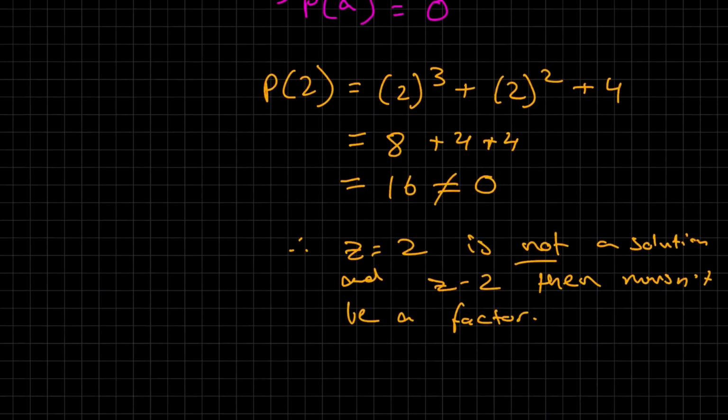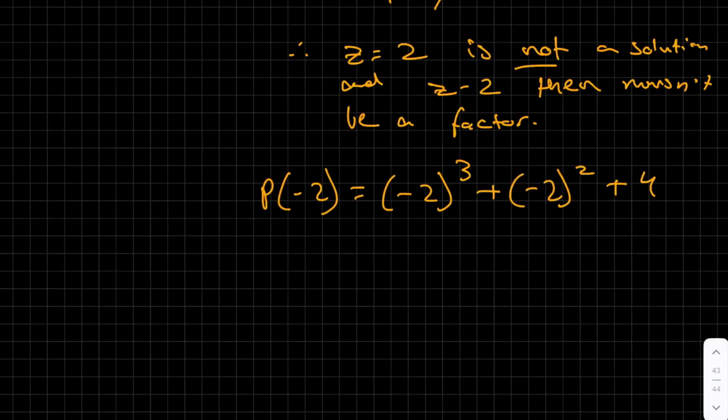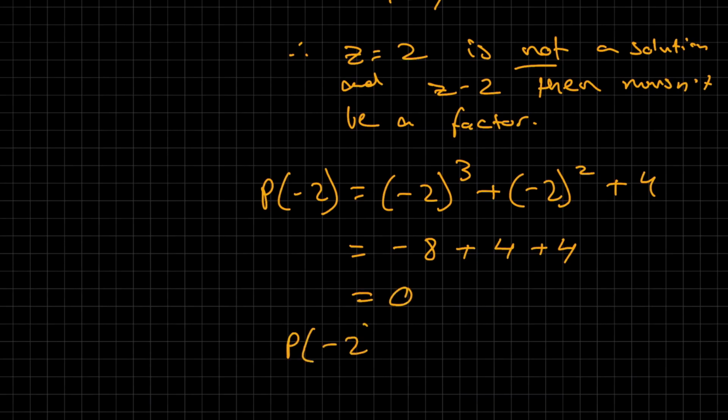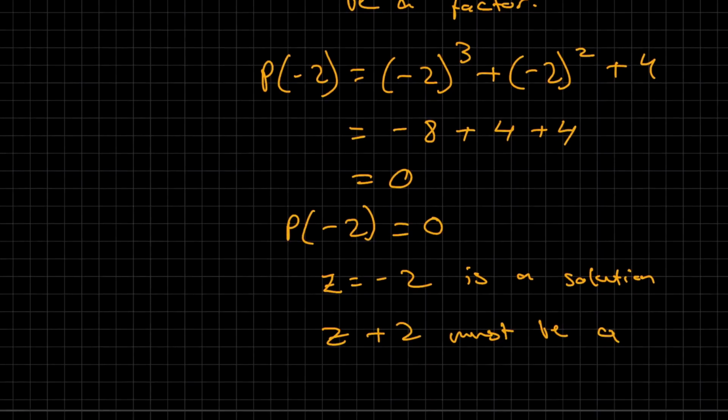Let's try again, perhaps with p of negative 2, and let's see if this equals 0. Okay, let's do this. So we've got negative 2 to the power of 3 plus negative 2 to the power of 2 plus 4. This would equal negative 8 plus 4 plus 4. And look at that, this equals 0. So p of negative 2 equals 0, meaning that z equals negative 2 is a solution. And so z plus 2 must be a factor.